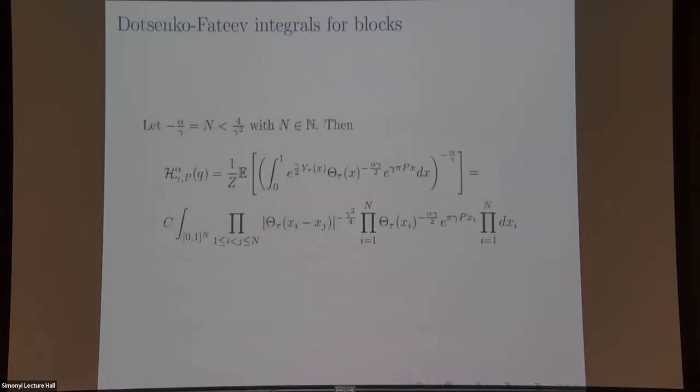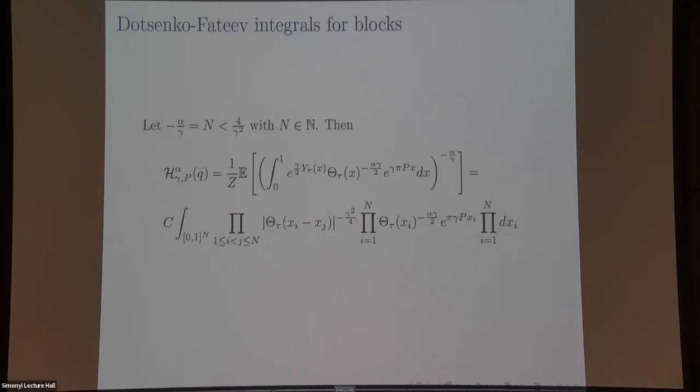Okay, so now I'll try to point out very briefly how this magic happens. What it turns out is that in the physics literature, for some specific values of the parameters, there is some compressed proposal for this expression of the conformal block. So for this choice of parameter, when minus alpha over gamma equals some positive integer, which has to be less than 4 over gamma squared, then the conformal block is proposed to have the following Dotsenko-Fateev type integral form.